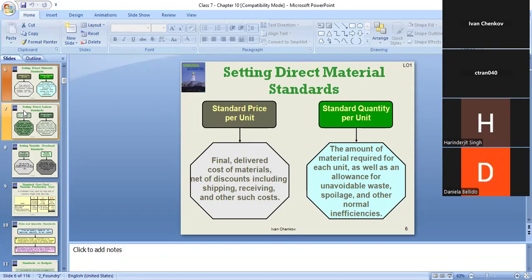Then we're going to set up a standard for our quality. What will the quality be? The quality will be the amount of material for each unit, as we put in allowance for the unavoidable waste, for the spoilage, and for other normal inefficiency. We're talking about normal inefficiency, not abnormal inefficiency. So our standard will be for something we produce by having allowances for many things.